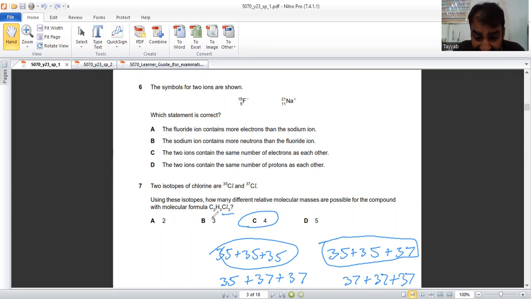We conclude that they have the same chemical properties. The chemical formula remains the same, but physical properties will be changed. That's the end of atomic structure. Hope you are clear with this topic.